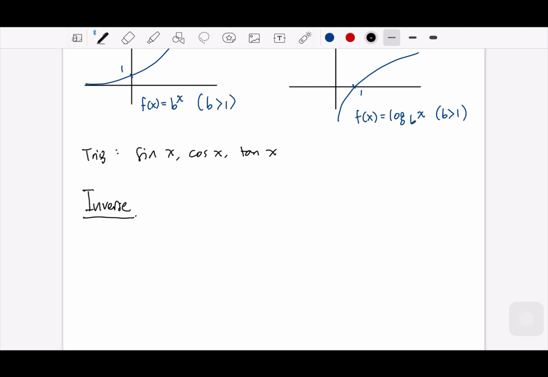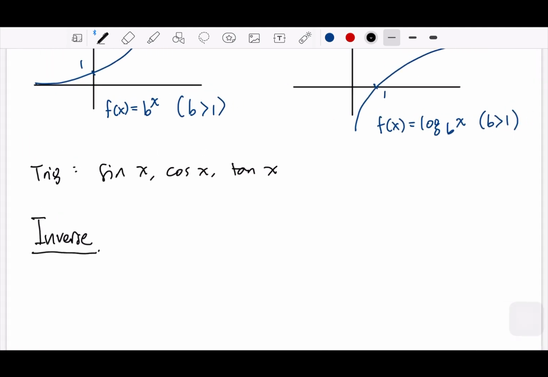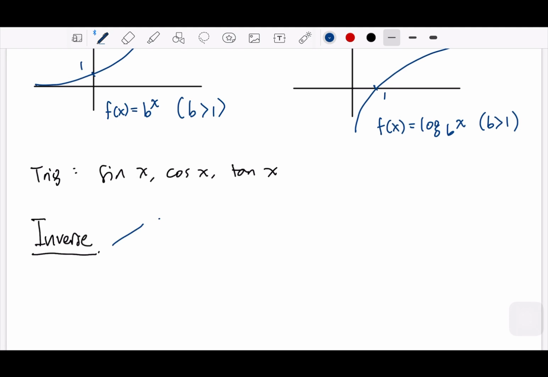Okay, basically the inverse means that you have domain, you have range, right? Basically the inverse, technically, you switch the domain and range. Okay? But to do the inverse, we need to have some requirements of the function itself. So first, we need to know that the function needs to be one-to-one function.